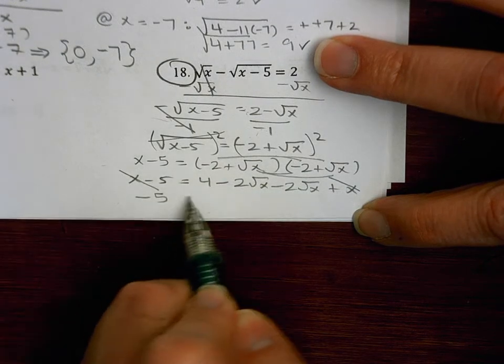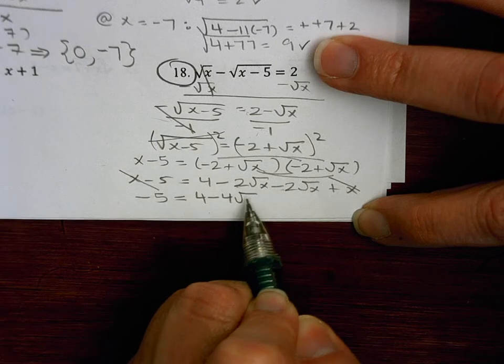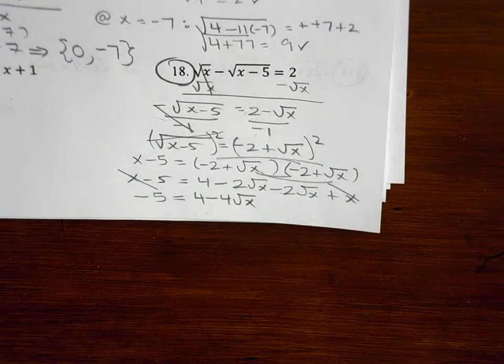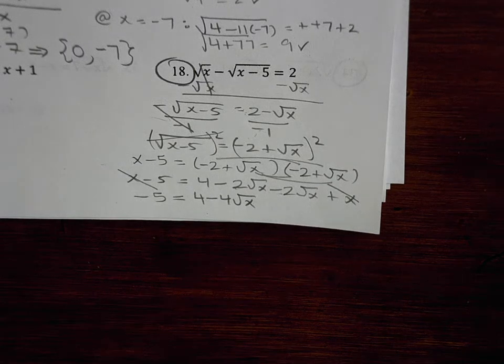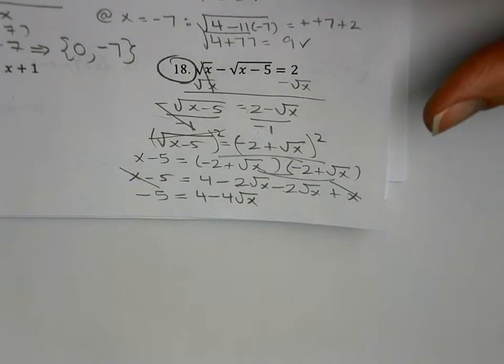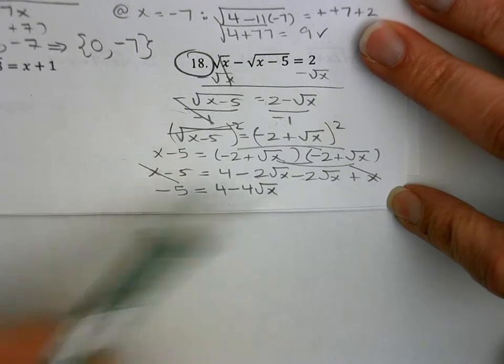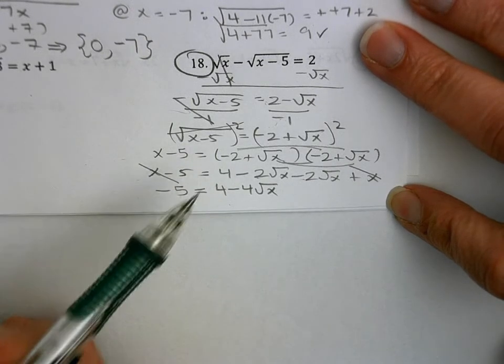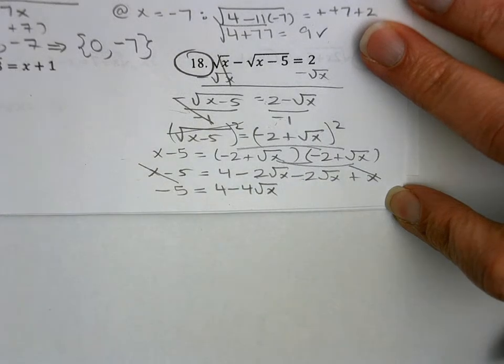So I have negative 5, and then negative 2 and negative 2 is negative 4. So again, what I did here was, if I subtract x from both sides, they're going to end up canceling. So I'm just left with negative 5 and then the 4, and then negative 2 and negative 2 is negative 4. So now I have to go back and start over with the steps.